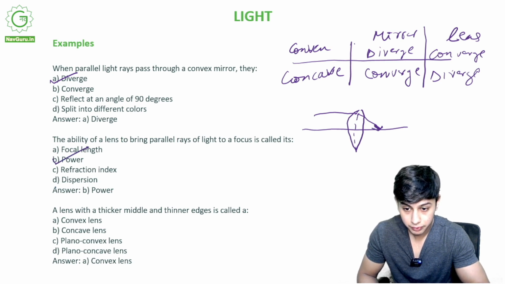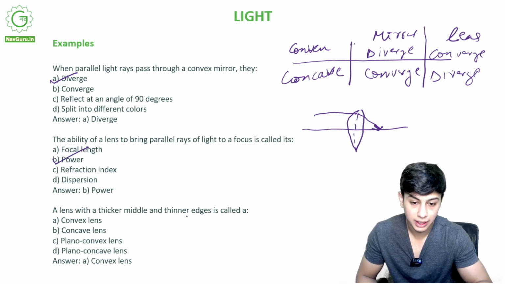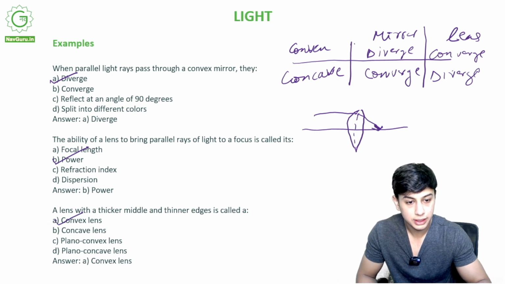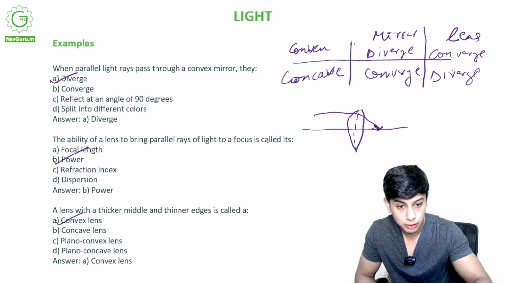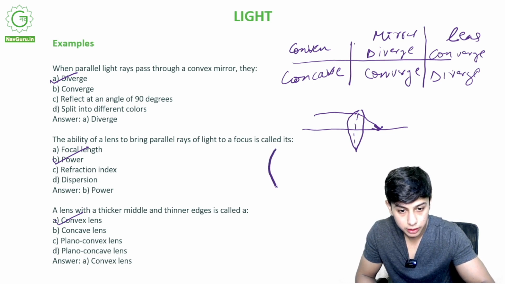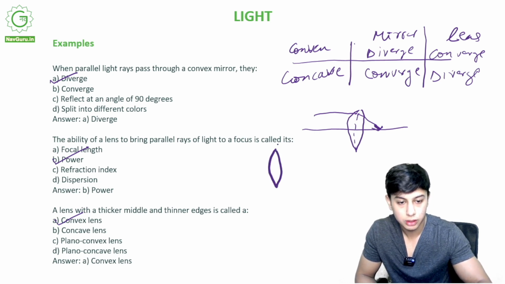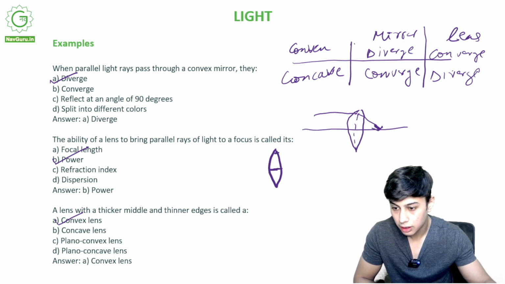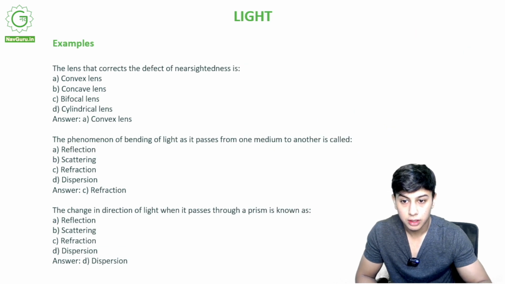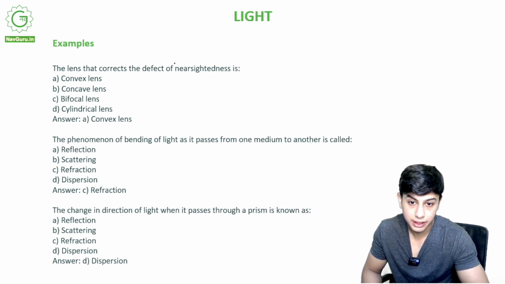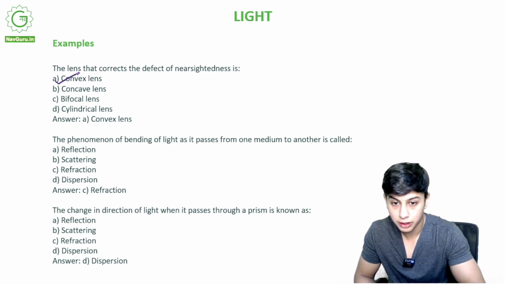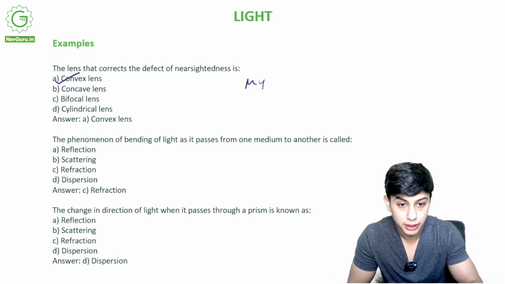Alright. A lens with a thicker middle and thinner edges is called a convex lens. See, this is a convex lens. I will draw it better. This is a convex lens, thicker in the middle, thinner at the edges. The lens that corrects the defect of nearsightedness is the convex lens. Nearsightedness, myopia.